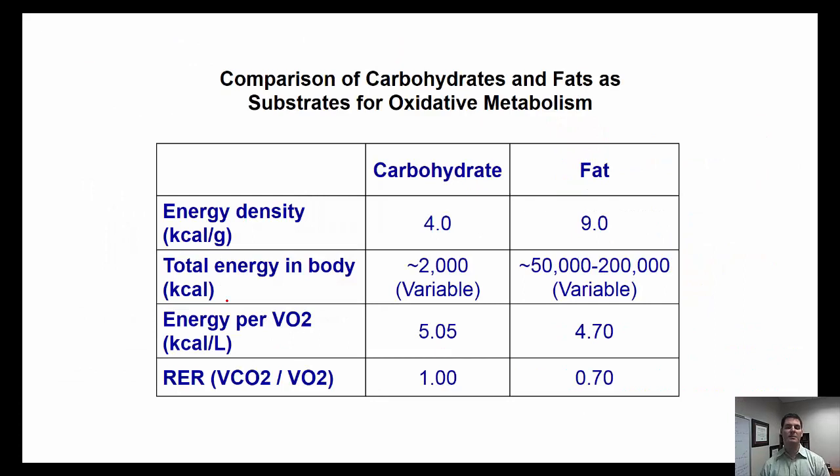So first, let's break down the properties of both carbohydrates and fats as substrates. This is hopefully somewhat of a review from a sports nutrition or intro to nutrition class, or you should remember at least the majority of this from lecture. Carbohydrates have a relatively low energy density of about 4 kcals per gram. On the other hand, fats have a very large energy density number. They have 9 kcals per gram of fat.